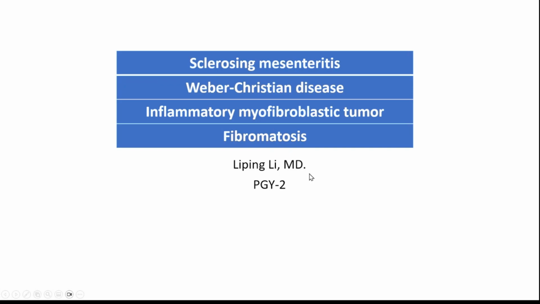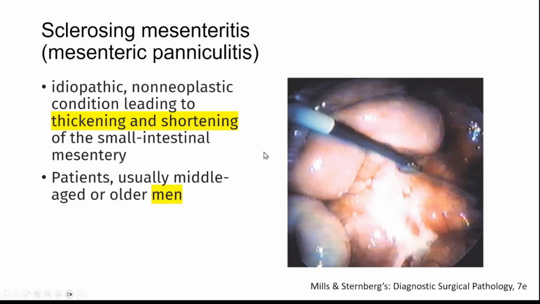Okay, good morning. Here's the topic we're going to talk about. Not really relevant to GI because this is the more soft tissue part. So we have 4 entities. The first one is sclerosing mesenteritis, aka mesenteric panniculitis.